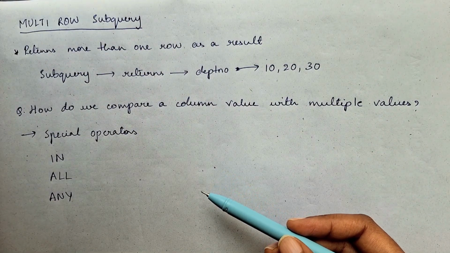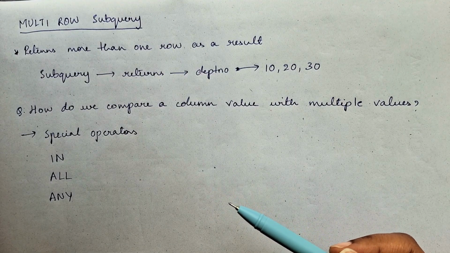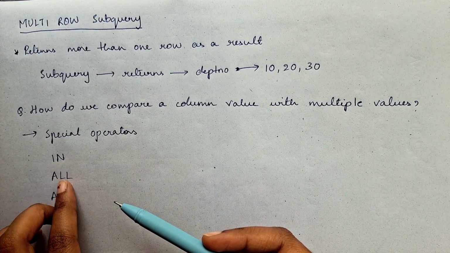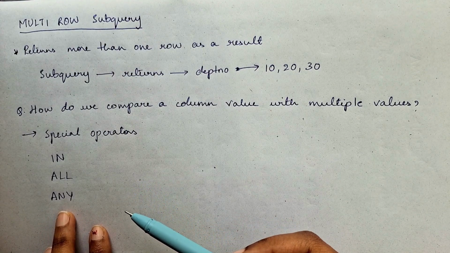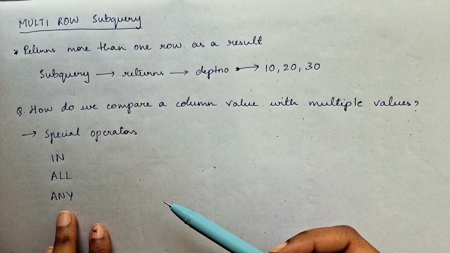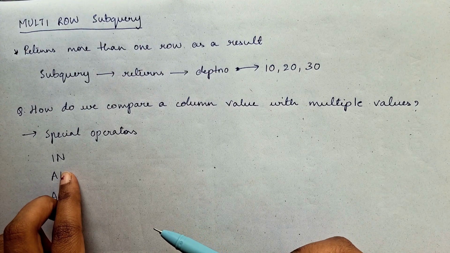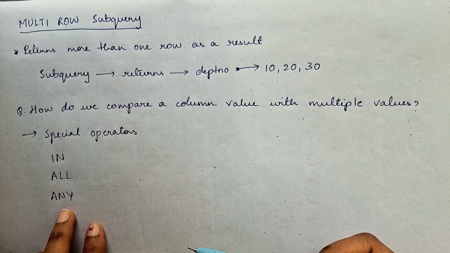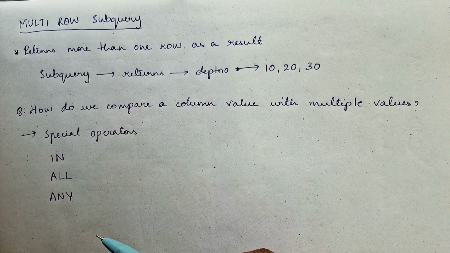So, to solve this problem, SQL provides special operators that work with these multi-row subqueries. Some of the commonly used operators are IN, ALL, and ANY. These operators allow us to compare a column value with multiple values returned by a subquery. So guys, in this video, we mainly focus on the IN operator, which is the most commonly used operator with multi-row subqueries. The operators ANY and ALL we will understand in the next video.